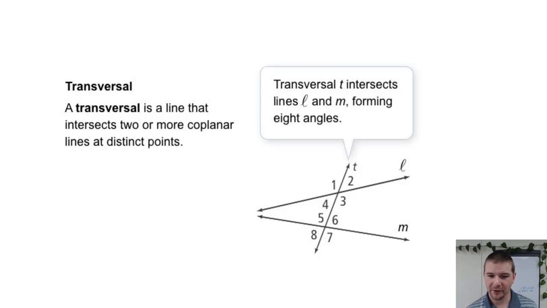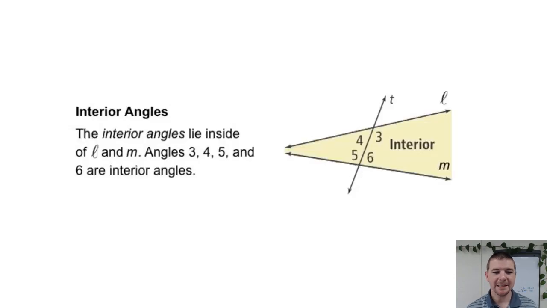So in the diagram, the transversal T intersects both lines L and M, forming 8 different angles. Interior angles. The interior angles lie inside of the two lines that are intersected by the transversal. In this case, those are lines L and M. So angles 3, 4, 5, and 6 are considered interior angles.